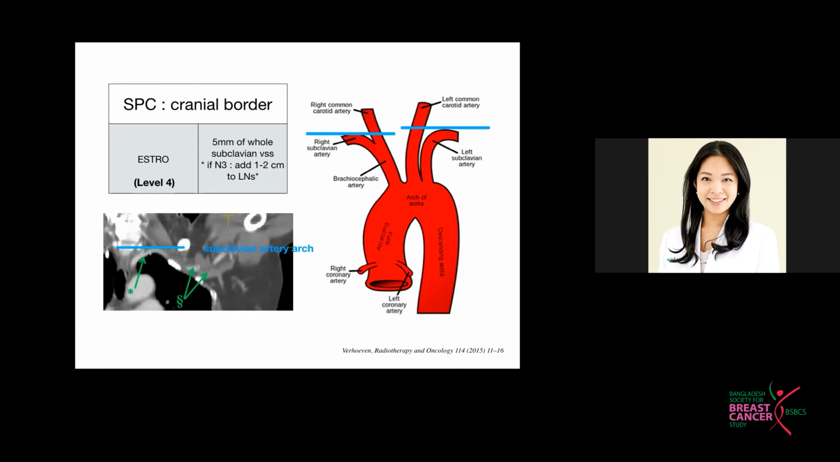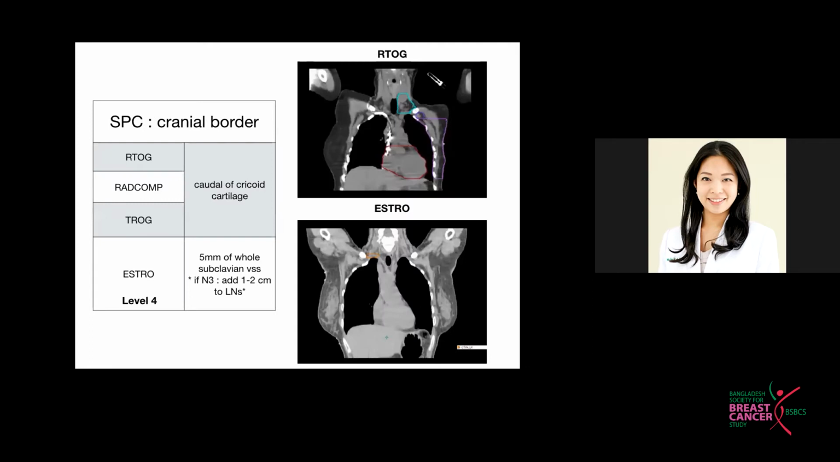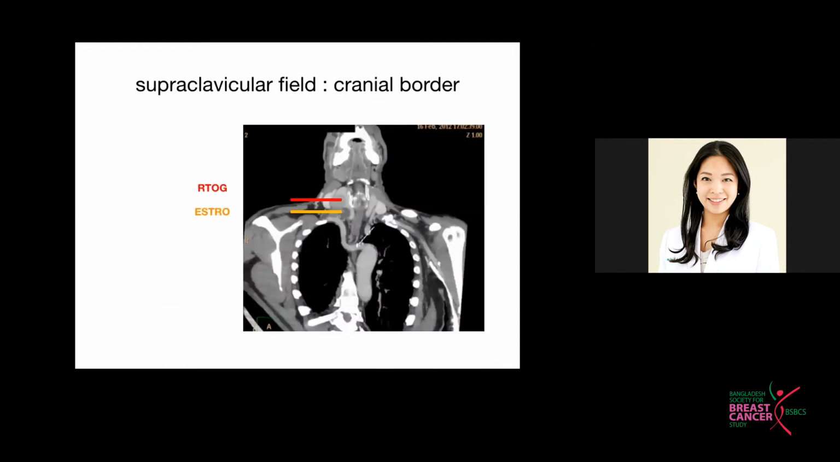But they have a remark that if the patient presents with N3, you should add 1 to 2 centimeters to the lymph nodes. So for RTOG, RADCOMP, and TROG, they all use the same cranial border, the caudal cricoid cartilage, while ESTRO uses 5 millimeters added to the vessels. So when you see the cranial border, the RTOG cranial border is more superior to ESTRO.